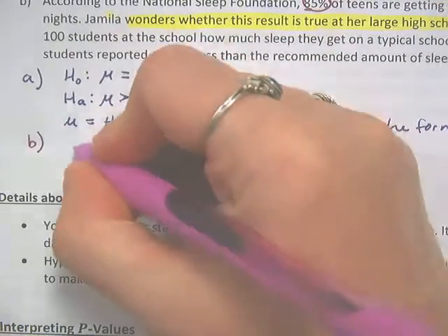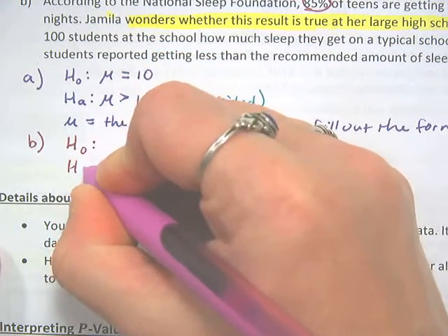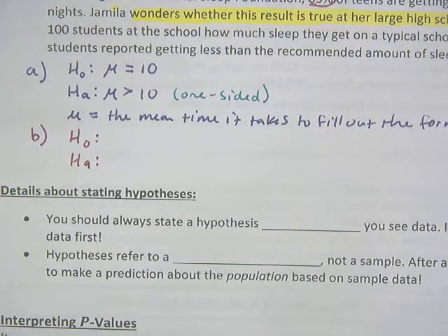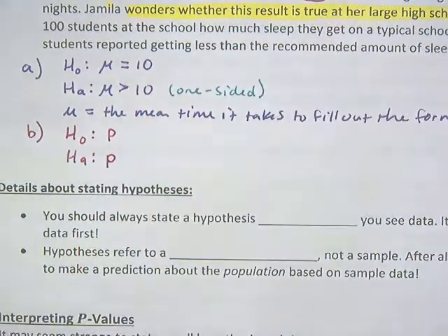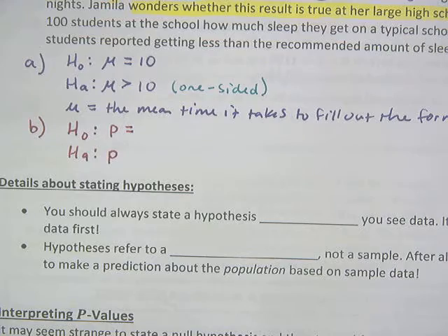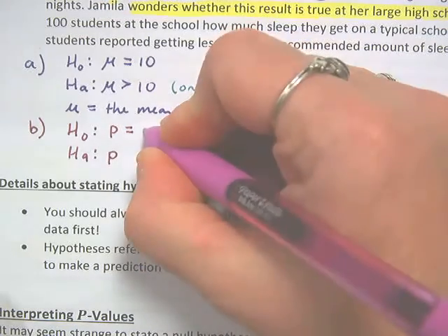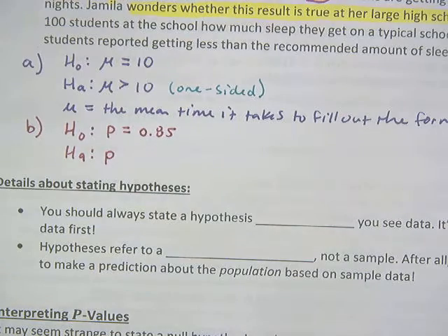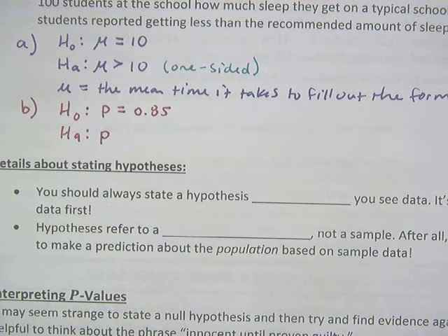Okay, our task is to write the null and alternative hypotheses, and then I'm going to have to define the parameter of interest. Well, the percent thing tells me we're talking about the proportion of all teens at her high school who get enough sleep on school nights. And the national study, the null always has an equal in it. The national study says that 85% of teens aren't getting enough sleep. So that's 0.85. P is always a decimal. Don't put 85. It's a decimal between 0 and 1.